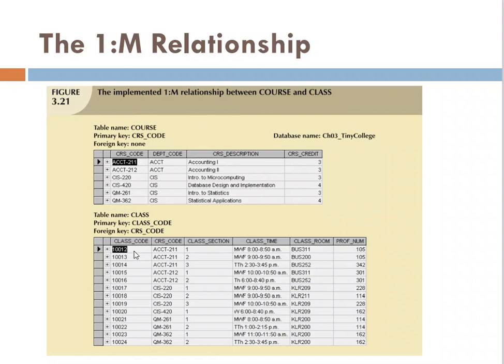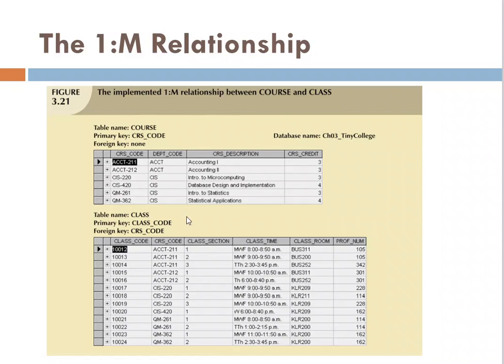Okay, for example, class code 10012. The course code, this is the foreign key, ACCT211. Class section, mungkin ni macam group dia lah. Class time, classroom, dan dia punya professor number. So similarly, course code ACCT211, class code 10013, section 2 untuk group 2, class time dia lain. So you can see that the same course code can appear more than one time in the table class.